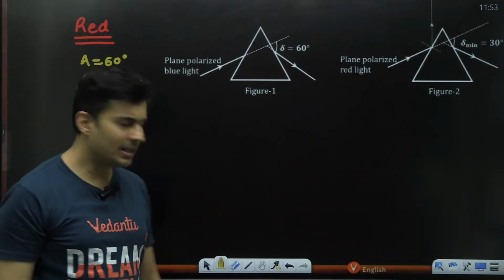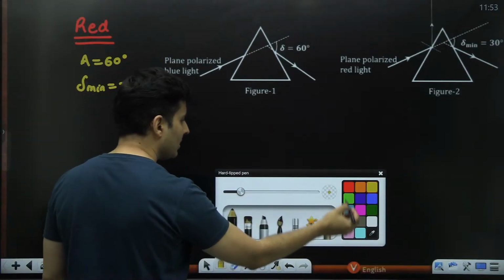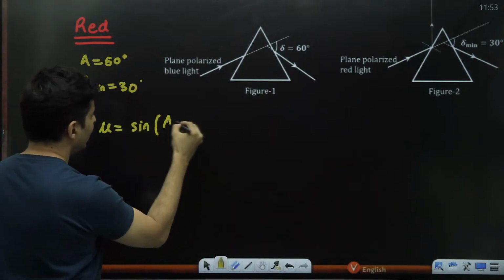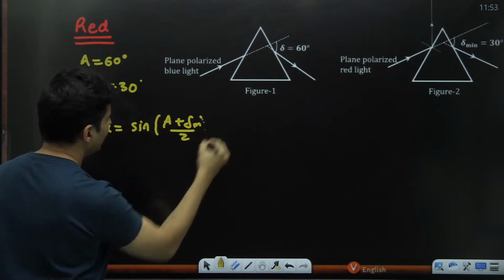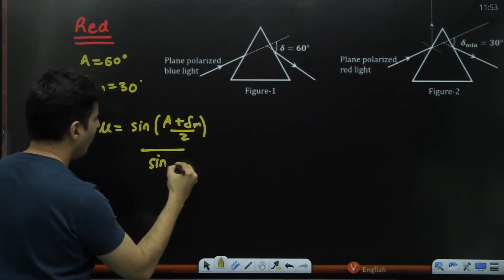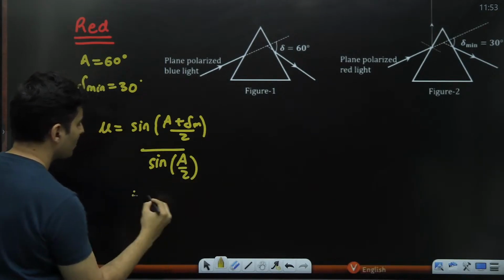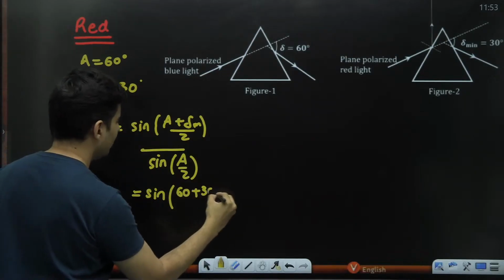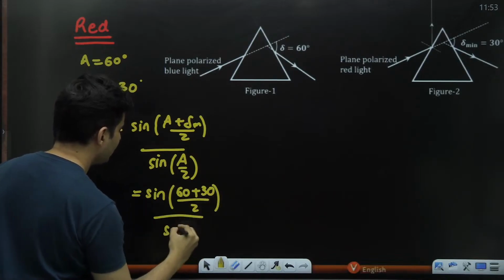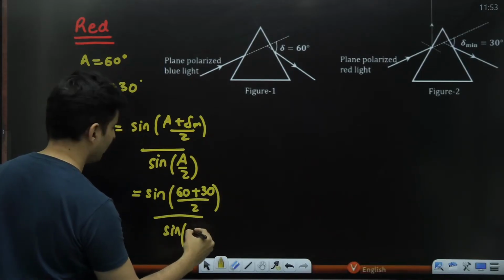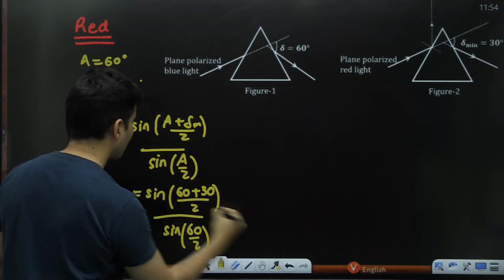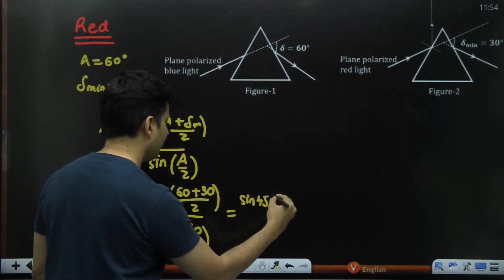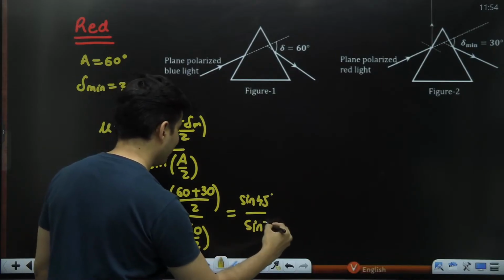Okay. So I think there is a direct formula for refractive index which we can directly use. Mu is equal to sine of (A plus delta minimum) by 2 by sine of A by 2. So this will be nothing but sine of (angle of prism 60 plus minimum deviation 30) by 2 by sine of A, which is nothing but 60, the whole thing by 2. So that will be nothing but sine of 90 by 2, which is sine of 45, and this is nothing but sine of 30.